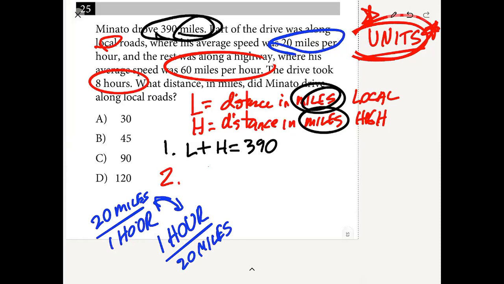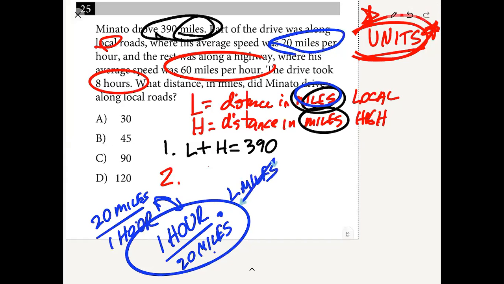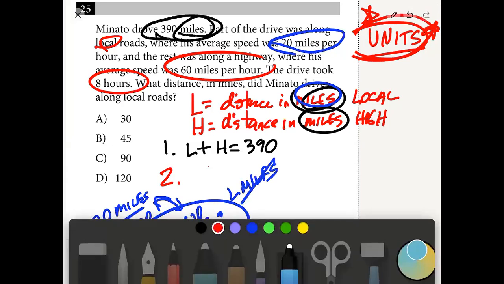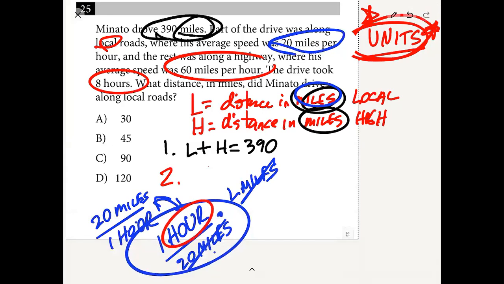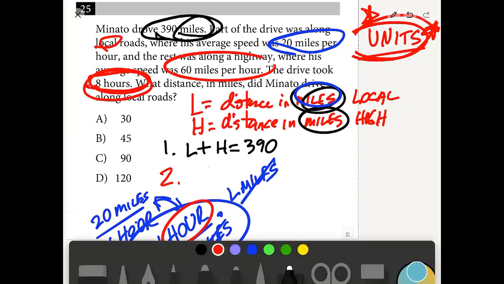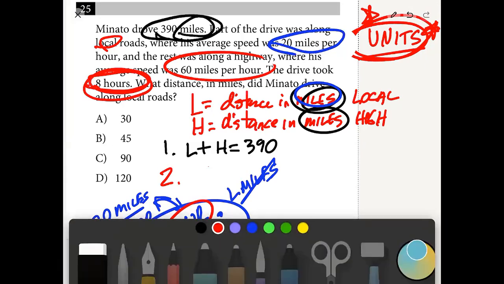Now, the reason that this one is the one that I'm going to use is if you look at the units, this is hours per miles. If I multiply this times L, the units for that is also miles. So the miles are going to cancel out, and we're just going to be left with hours. That's what we want, because this is also in hours. So let me erase this so I can write my second equation.